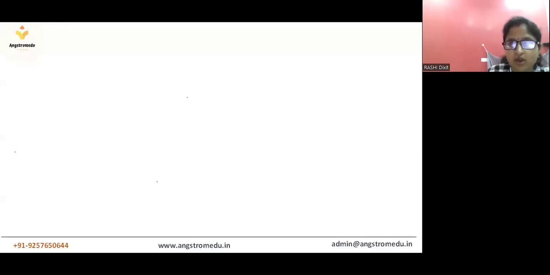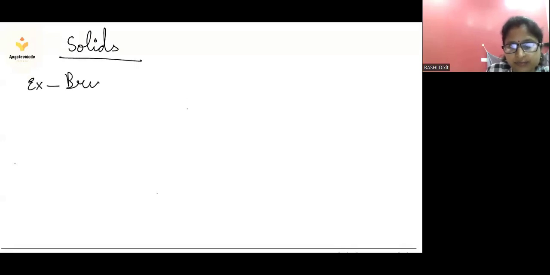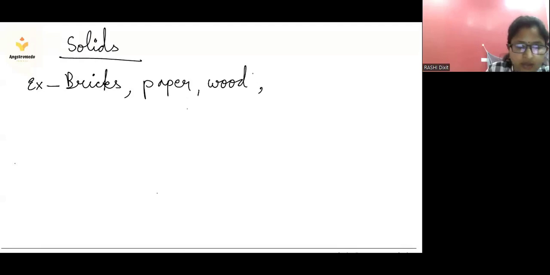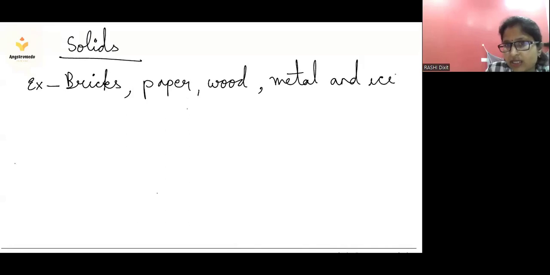So now let us talk about the characteristics of solids. There are a lot of materials that are solid, such as bricks, paper, wood, metal, and ice. These are some of the examples of solids.